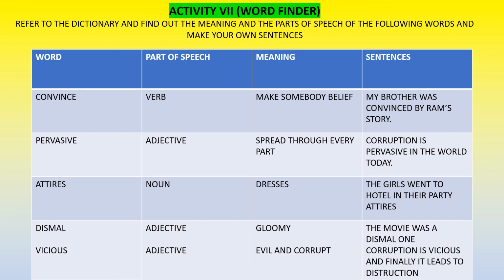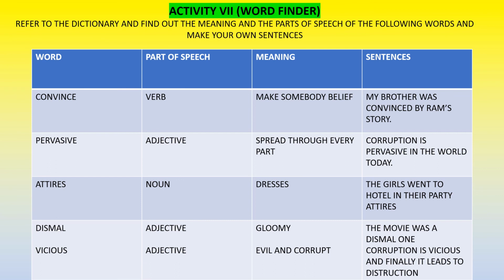Then attires. Attires is a plural noun. Meaning is dresses. The girls went to the hotel in their party attires. So they went to attend a party, and actually they all went to the hotel in their party attires, party dresses. Another word is dismal. What is the part of speech? Dismal is an adjective. The meaning of dismal is gloomy. So we can make a sentence: the movie was a dismal one. Very gloomy, boring, and very drastic movie.